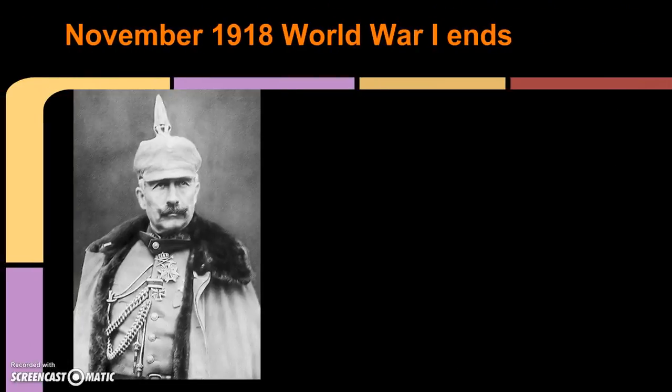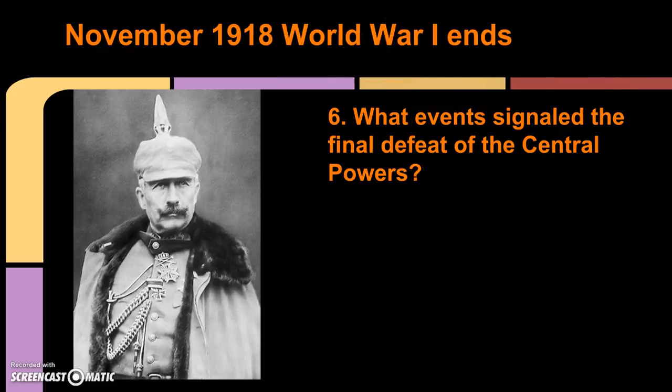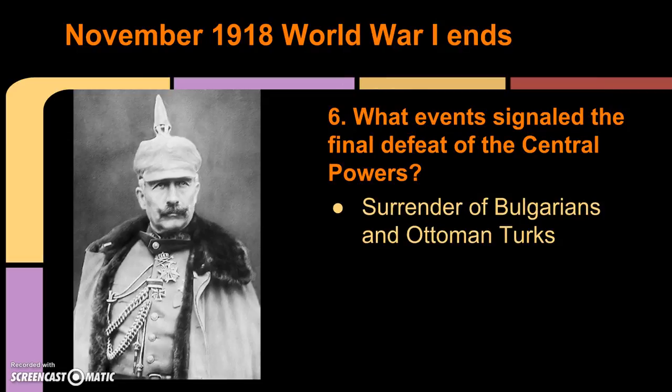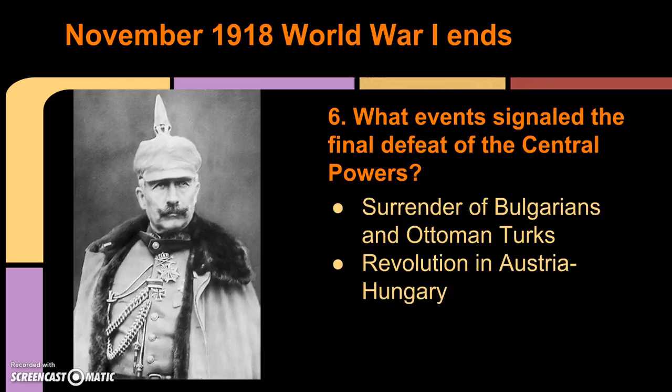November 1918 is when World War I officially ends, and the question is, what events signaled the final defeat of the Central Powers? And there's a list of things that happened here. First of all, the surrender of the Bulgarians and the Ottoman Turks. The Bulgarians are another party that came to the war to fight with the Central Powers. They have to surrender. The Ottomans have to surrender. There's a revolution in Austria-Hungary, kind of overthrowing the emperor and kind of breaking up that whole empire into different ethnic groups that would later become different countries.